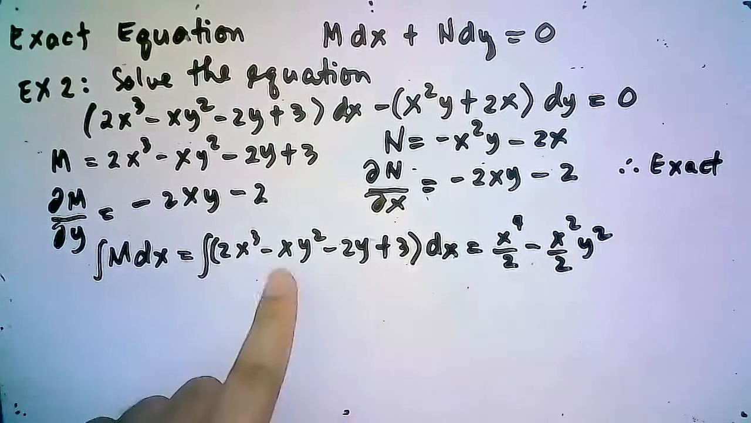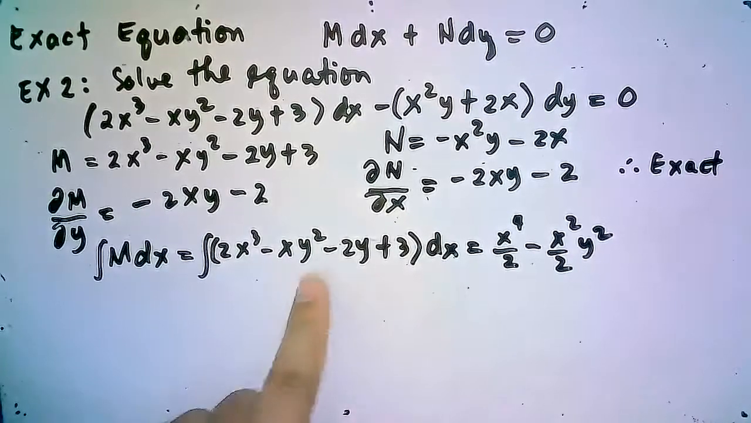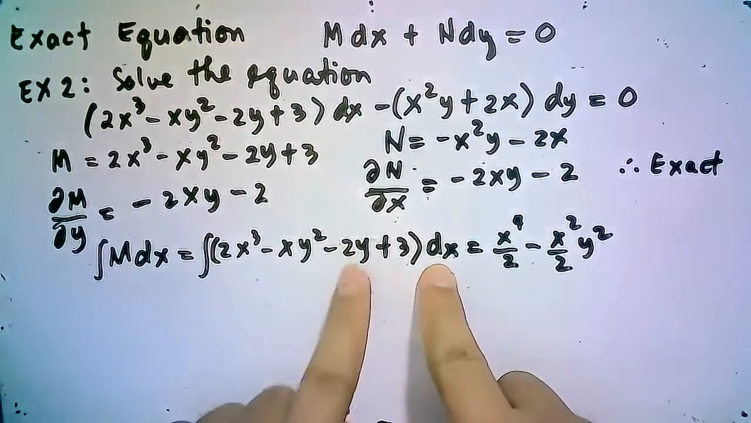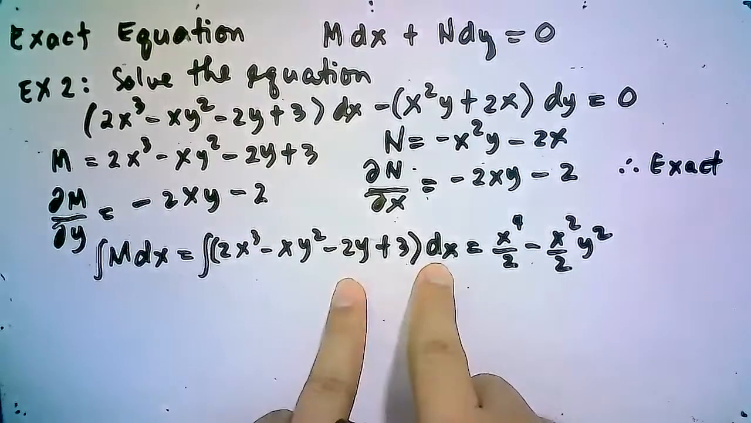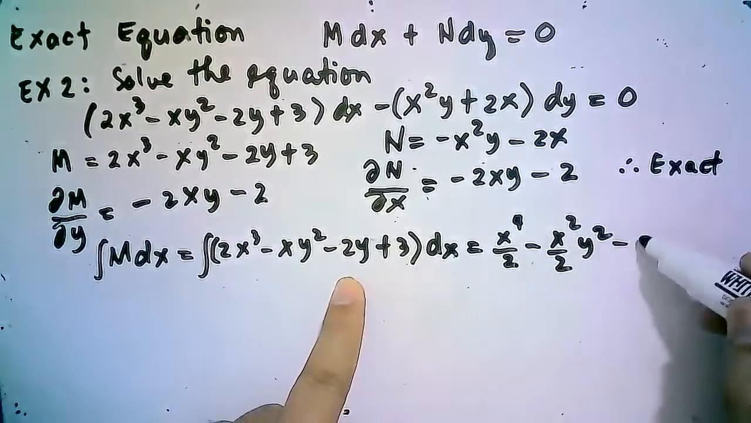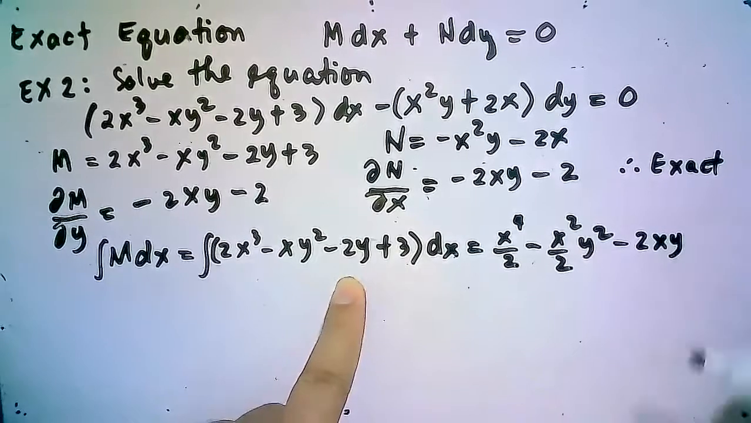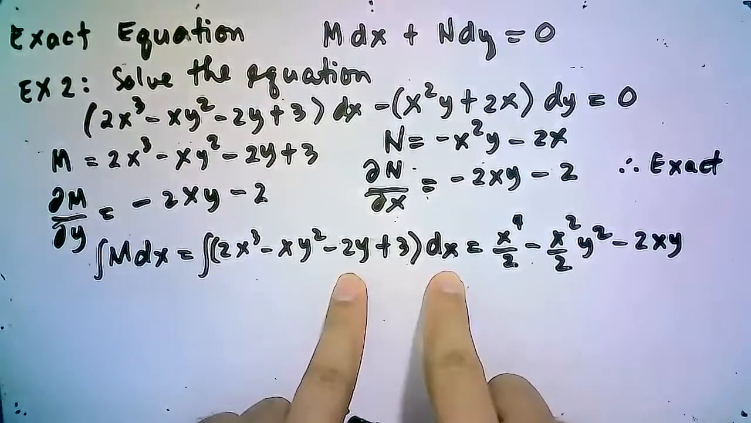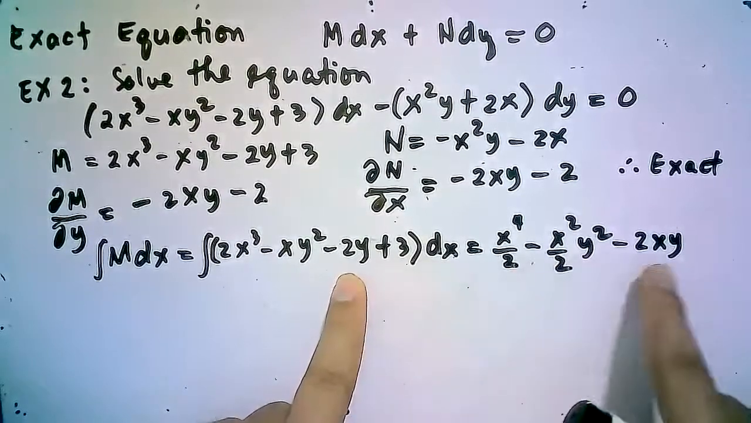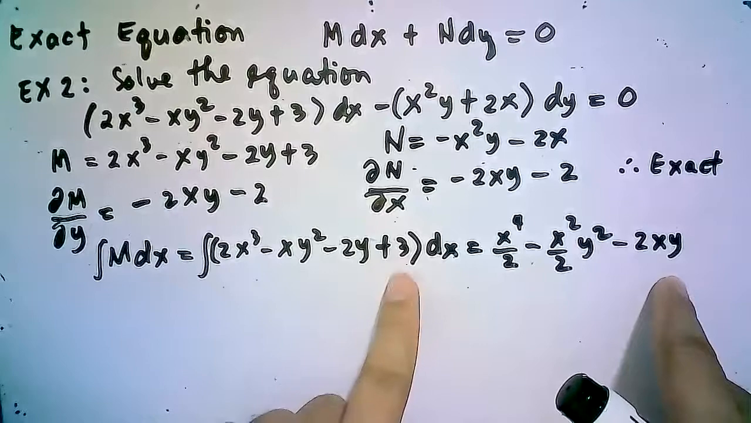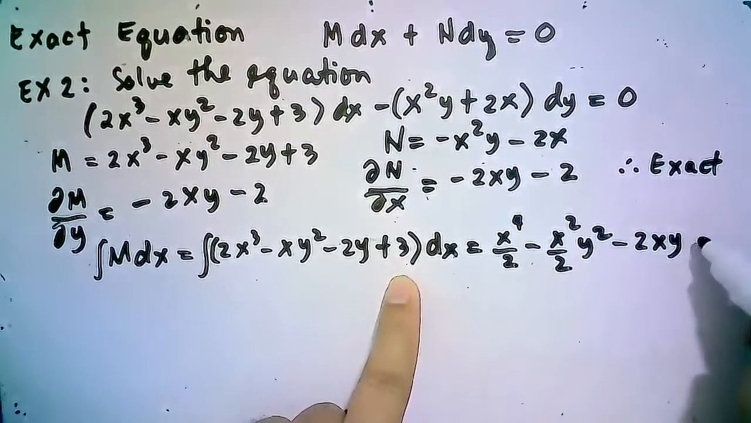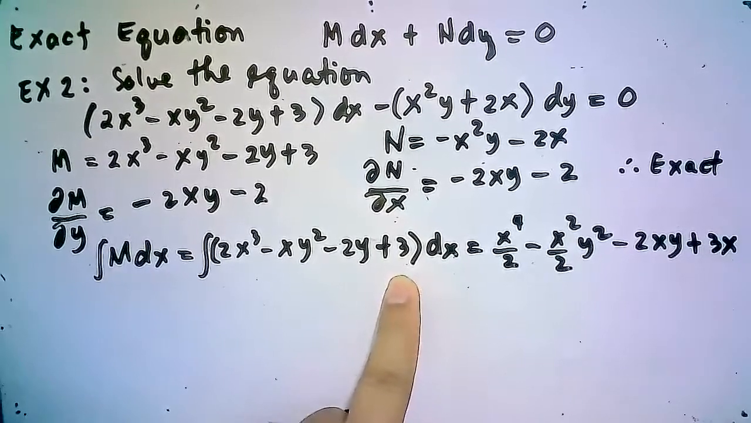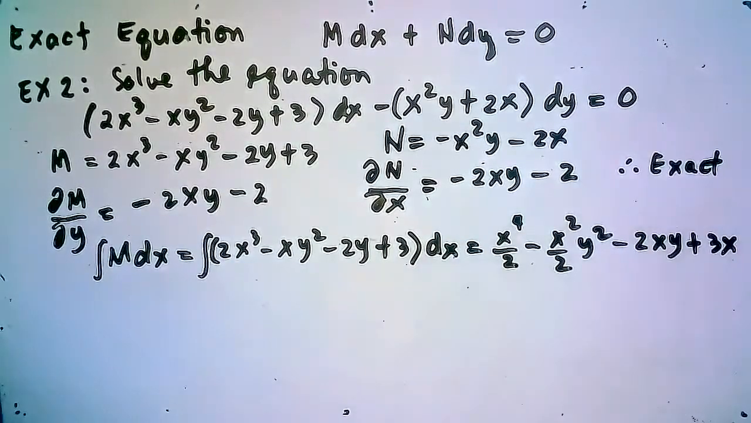You will just integrate x and consider y squared as constant. And then minus 2y dx, consider this one as constant. So you have negative 2xy if we integrate 2y dx. Consider 2y as constant, so the integral of dx equals x. So negative 2xy. And then the integral of 3 dx equals plus 3x. Okay, so we will no longer write the constants separately. Later on, we will write plus C.